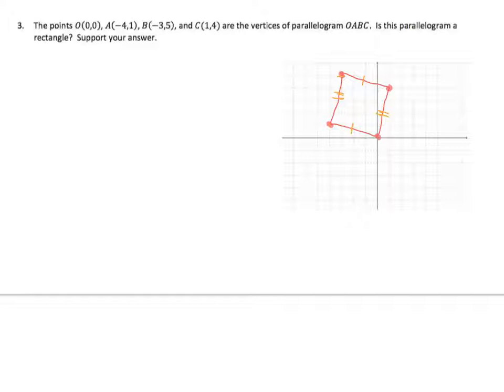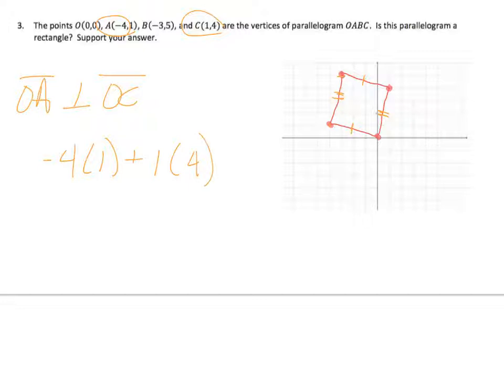So now let's just check an angle. Remember, if I've got 2 pairs of parallel sides, then if one angle is right, then we're all right. So let's check OA to see if it's perpendicular to OC. So I'm going to check A and C. -4 times 1 plus 1 times 4. -4 plus 4 is in fact 0. So we know the parallelogram is a rectangle.